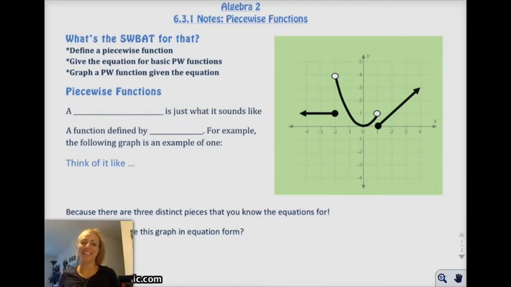So by the end of today, we're going to be able to define a piecewise function, give equations for piecewise functions, and graph piecewise functions if you're given an equation for them. Okay, so piecewise function. A piecewise function is exactly what it sounds like. It's defined by pieces.